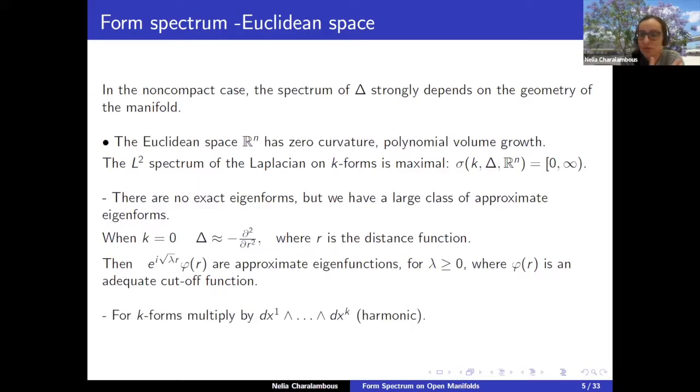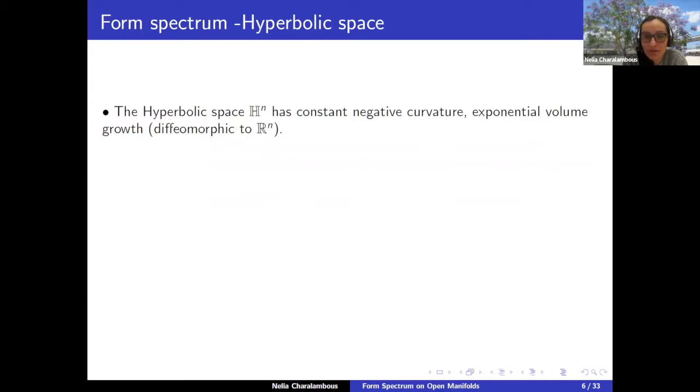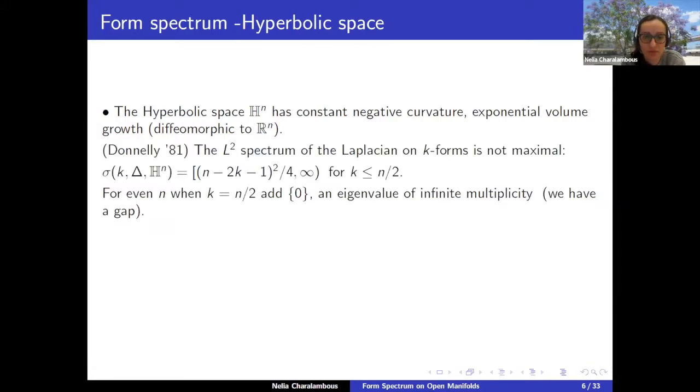For k-forms, your approximate eigenforms will look like these functions times the harmonic form, which is given, for example, by the wedge product of dx1 up to dxk. Okay, so this is a flat non-compact manifold. At the same time, we have a diffeomorphic space, the hyperbolic space of n dimensions, which has constant negative curvature and now exponential volume growth. Okay, so a different metric on it.